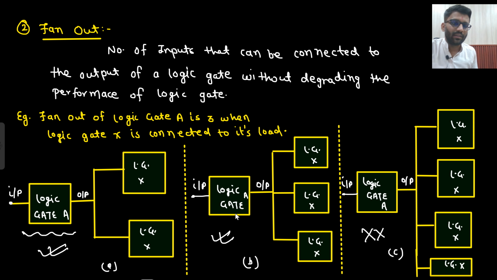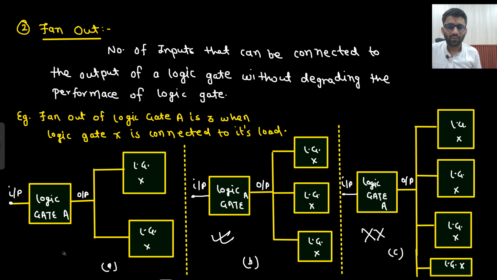That is 3. So how do we define that? What should be the maximum number? Look, fan out is not a characteristic of any logic gate. That means in the data sheet you will never see that the fan out of a logic gate is 3. They will never write down that fan out of logic gate A is 3. It depends on what is connected at the output. If logic gate X is connected, then fan out is 3. If logic gate Y is connected, then fan out could be something else.